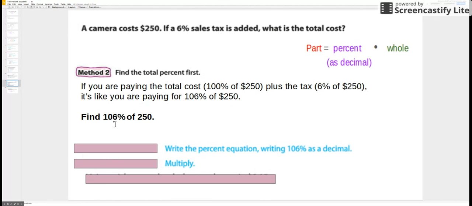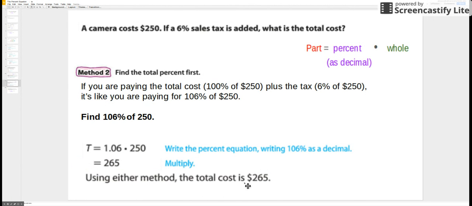Now you could just find 106% of $250, okay? So part equals percent times whole. Move decimal place over 2 places to the left. So it's 1.06 times 250. Multiply. And guess what? You get your total to be 265.